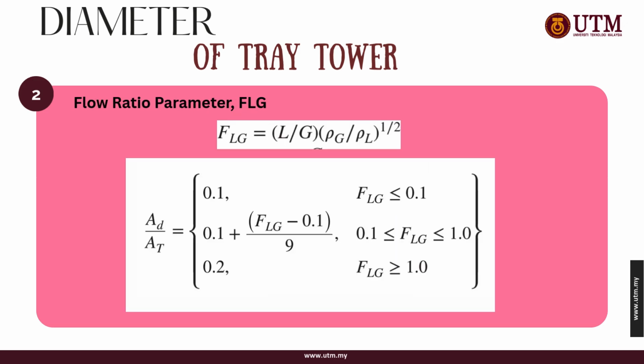First, we need to calculate the flow ratio parameter, FLG. The flow ratio parameter relates the liquid and vapor flow rates and their densities. The formula is shown in step 2, where L equals the liquid mass flow rate, V equals the vapor mass flow rate, rho L equals the liquid density, and rho V equals the vapor density. The formula below shows the ratio of tray downcomer area to the tower inside cross-sectional area, and its relationship with the flow ratio parameter.